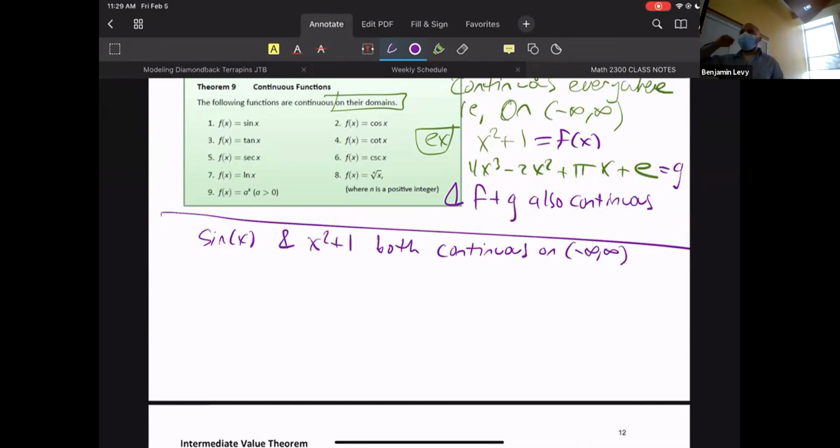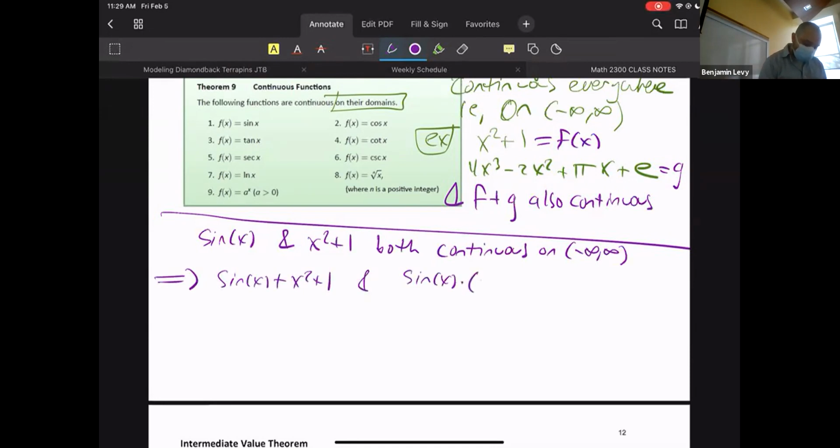Another way to think about that is you can plug any number into those things and you won't get a problem on the calculator. What the theorem says is you can add them together, multiply, divide them, and they're also continuous, right? So the theorem's telling us that sine plus x squared plus 1, sine times x squared plus 1, and sine divided by x squared plus 1 are also continuous everywhere.